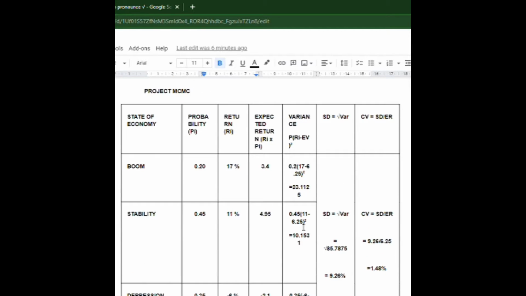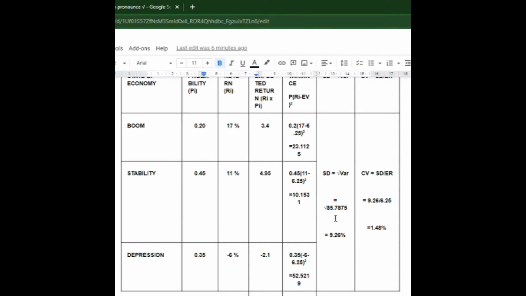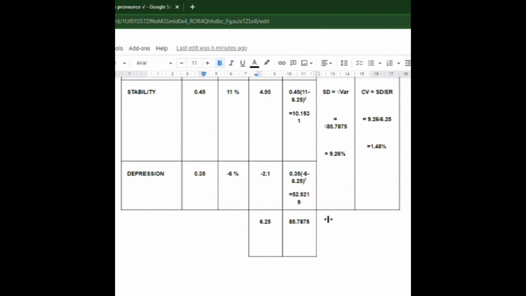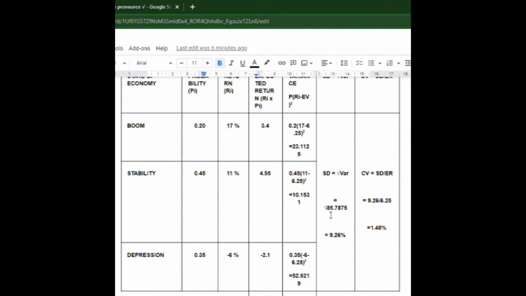After that, we proceed to standard deviation, which is the square root of the variance. Square root, put the variance here, 85.7875. Then you get 9.26% for the standard deviation.